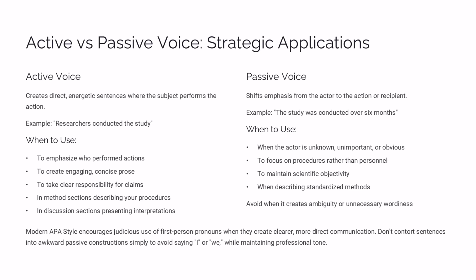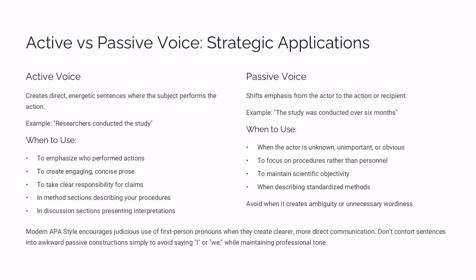Active voice creates direct, energetic sentences where the subject performs the action. Researchers conducted the study, students completed surveys, and the analysis revealed significant findings. All use active voice to create clear, straightforward communication. Active voice typically requires fewer words and creates more engaging prose that holds readers' attention effectively.